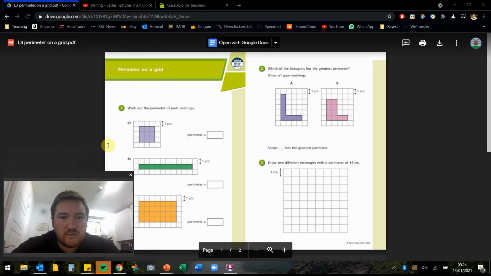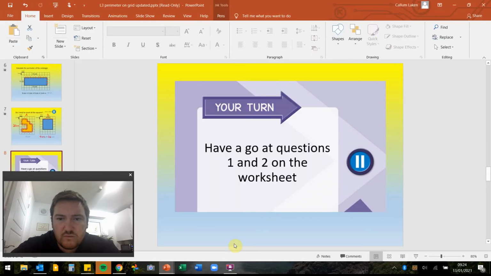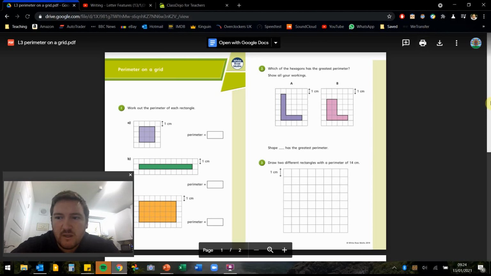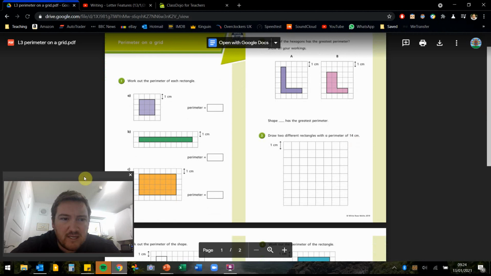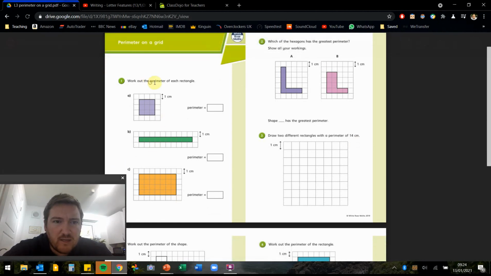Okay, so questions, I think Mr. Saunders said questions 1 and 2. Yeah, 1 and 2 on the worksheet. So work out the perimeter of each rectangle. It gives you an amount there that each square is worth 1 centimeter. And now you have to work out the perimeter. Remember, the perimeter, not the area inside, the outside edge.